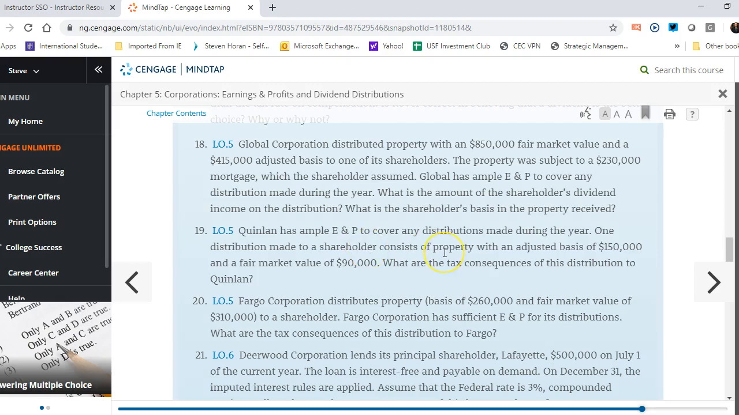If they do this and just do the property distribution, the basis received to the shareholder is $90,000. Okay, you receive the basis. There is a capital loss by Quinlan, but they cannot deduct that from their taxable income. Okay, so you cannot generate a taxable loss or capital gain loss by doing a property distribution. This does not work that way.